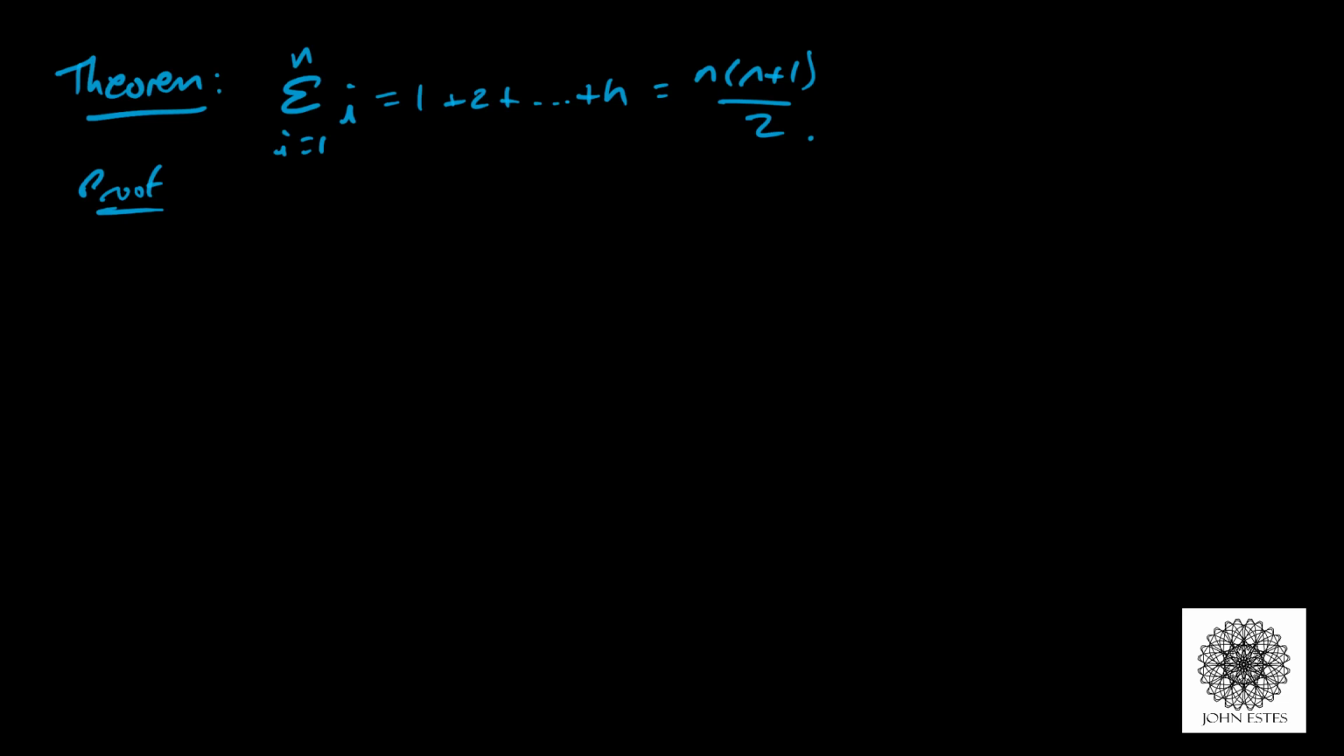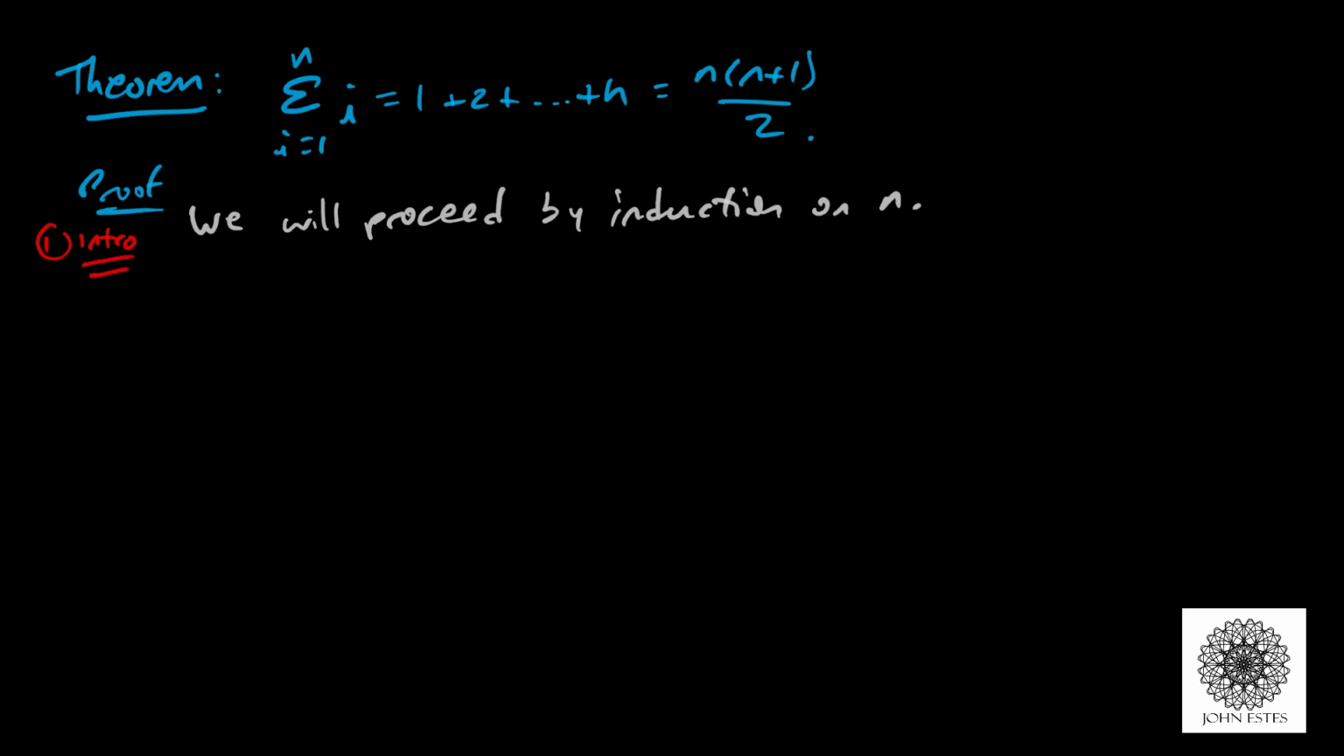So, proof. The first thing you want to do here is state that you're going to proceed by mathematical induction. So we will proceed by induction on n. I said there are 5 elements to this, and this is the first one. You want to have an introduction. So this is our intro.